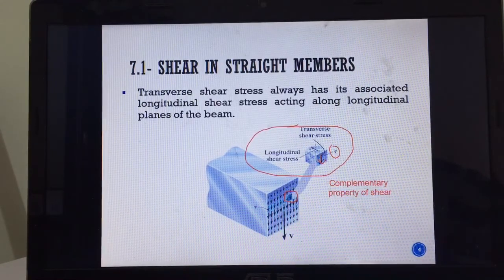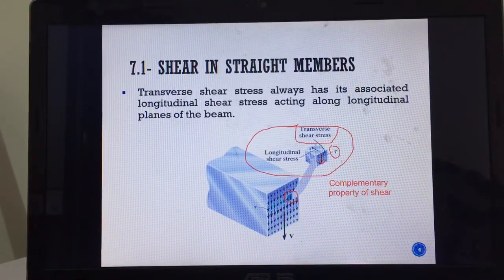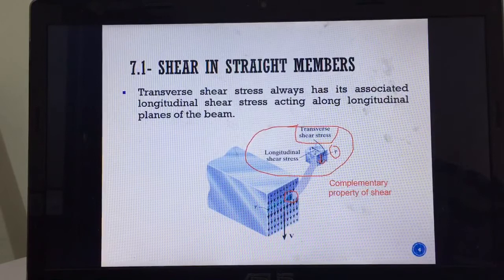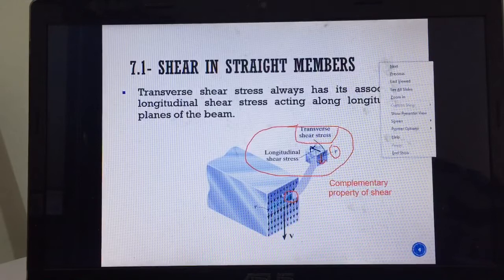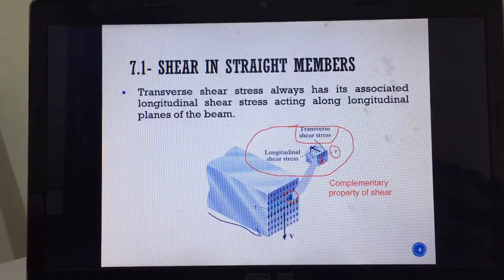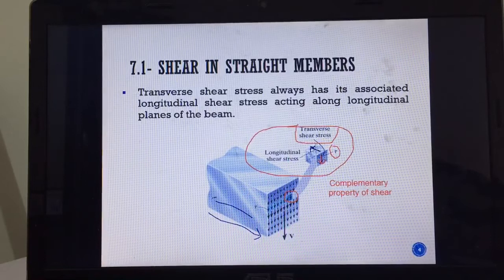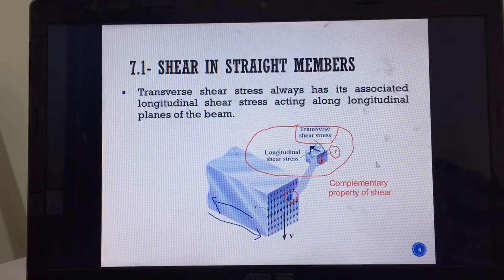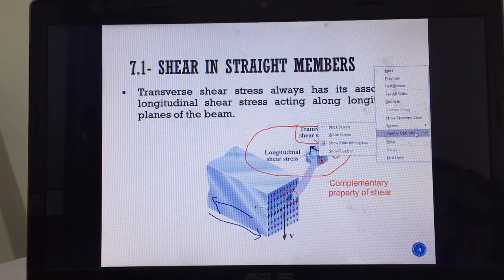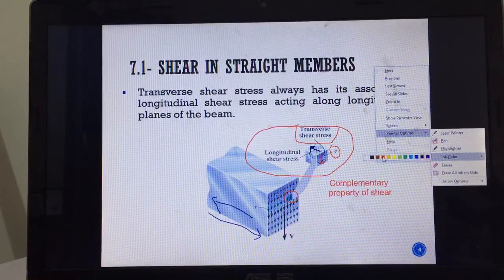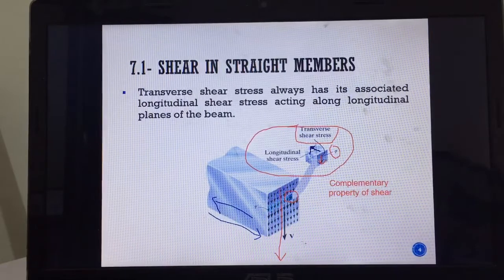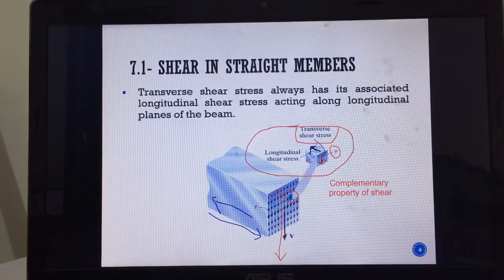So if you have this transverse shear stress, as we call it, what you will have as well is this longitudinal shear stress. What is meant by that is this is the longitudinal direction, or the other way around. It doesn't matter. This is longitudinal, so that's why we call this the longitudinal shear stress, and this is the transverse direction. Okay, if you have the transverse shear stress, you will have longitudinal shear stress.